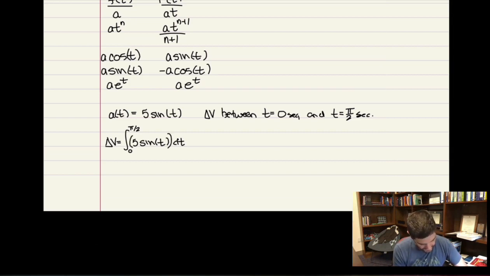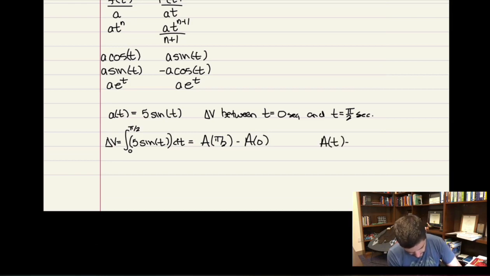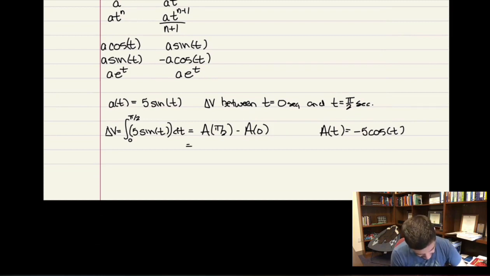Where this thing I've written here, that is just a. But that is just the antiderivative evaluated at pi over 2 minus the antiderivative evaluated at 0. So if I figure out the antiderivative, I'm done, besides just plugging in numbers. The antiderivative, looking at our table here, sine becomes negative cosine, so then this becomes negative 5 cosine of t. Which again, you convince yourself if you take the derivative of capital A, you get back little a. And then plus a constant, but it will cancel out anyway.